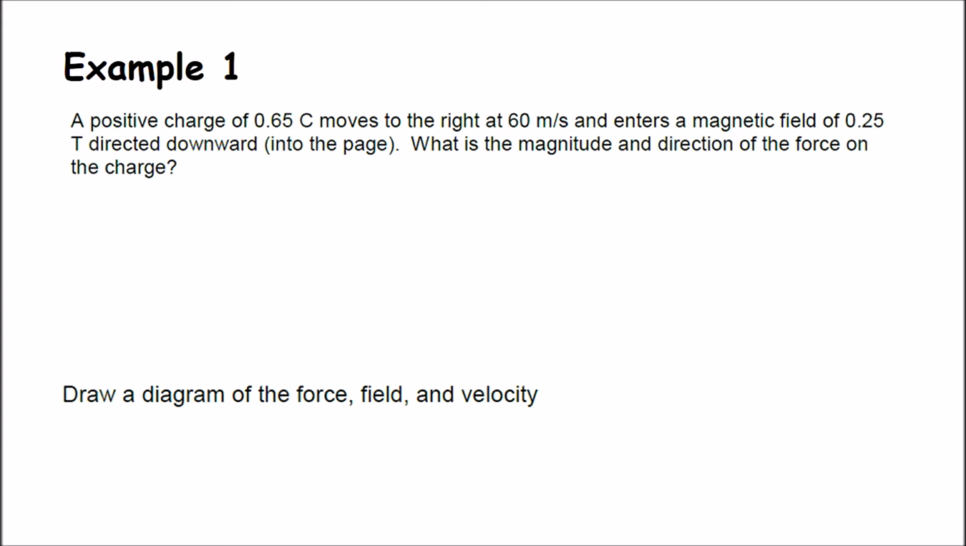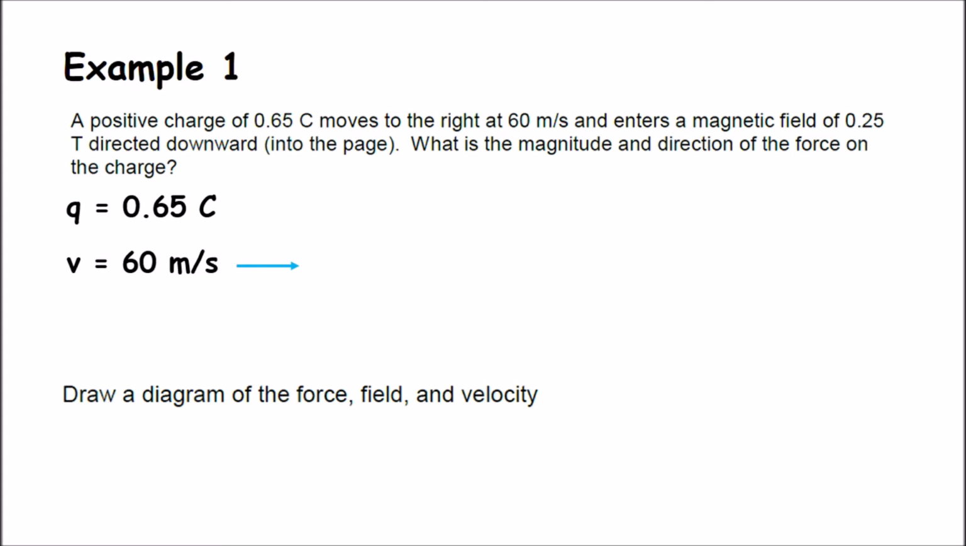So what do we start with? We have a positive charge of 0.65 coulombs, so Q equals 0.65. It's moving to the right at 60 meters per second. So it's important that we not just note what the velocity is, but what its direction is. So moving to the right.